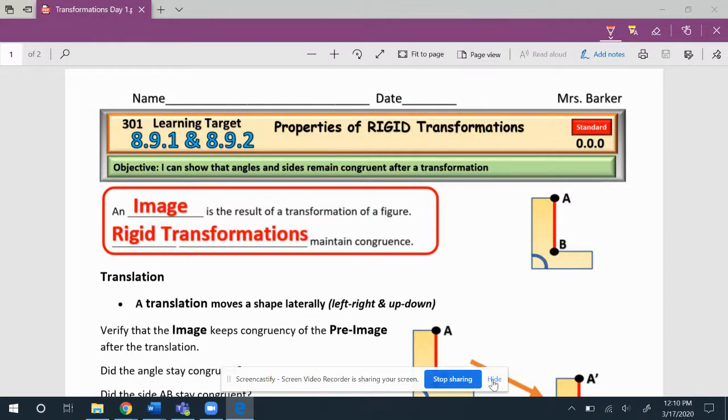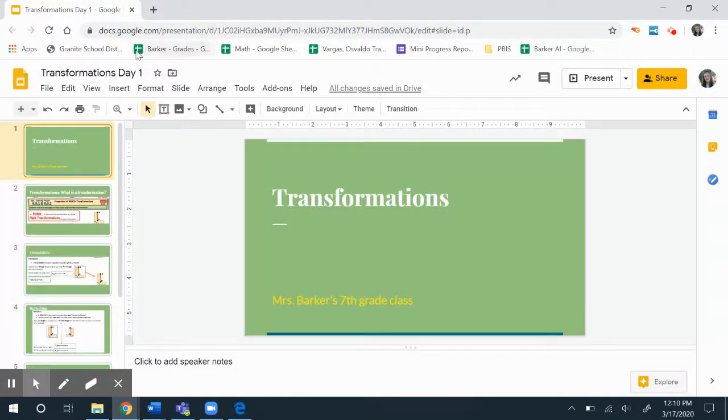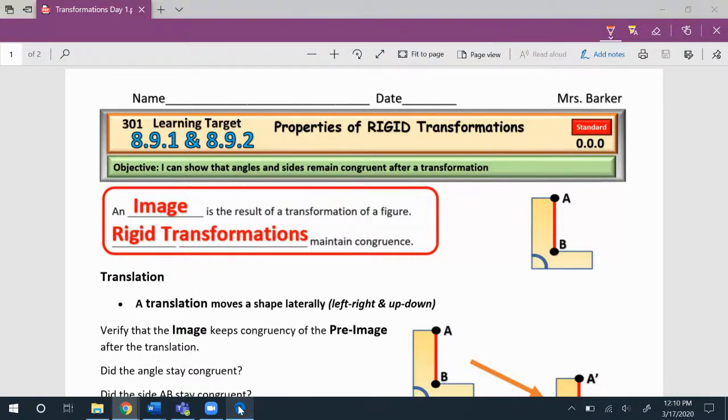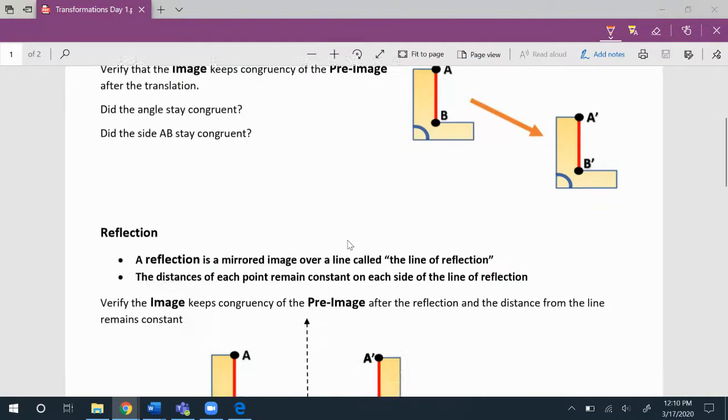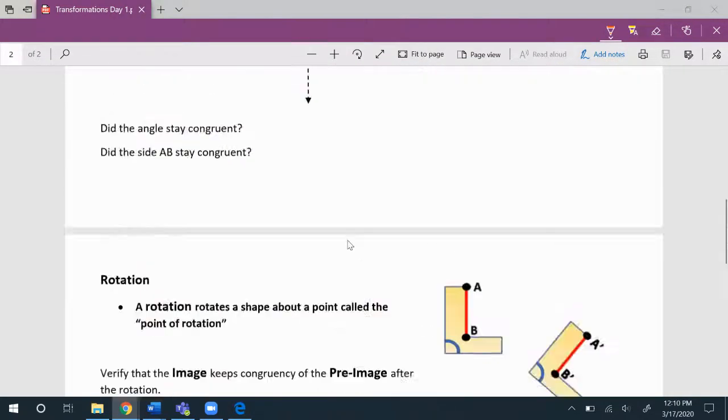You should be on Google Classroom and you should be choosing Transformations Day 1, this Google Slides. I'm going to go through the Google Slides just like a normal note page, because that's where the pictures came from, was a normal note page.